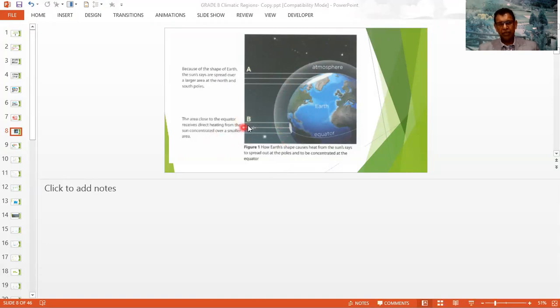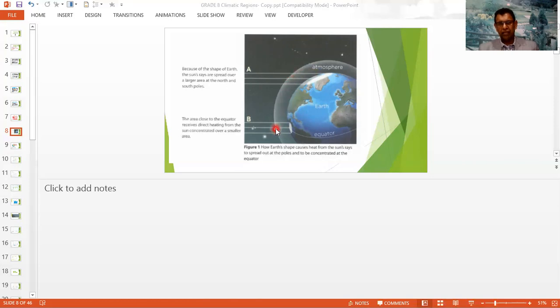At area B, which is near the equator, the sun's rays strike directly and have to pass through the atmosphere. No different from area A, the sun's rays strike that way and have to pass through the atmosphere. If you note carefully, area B has a smaller atmosphere, whereas area A has a larger atmosphere.